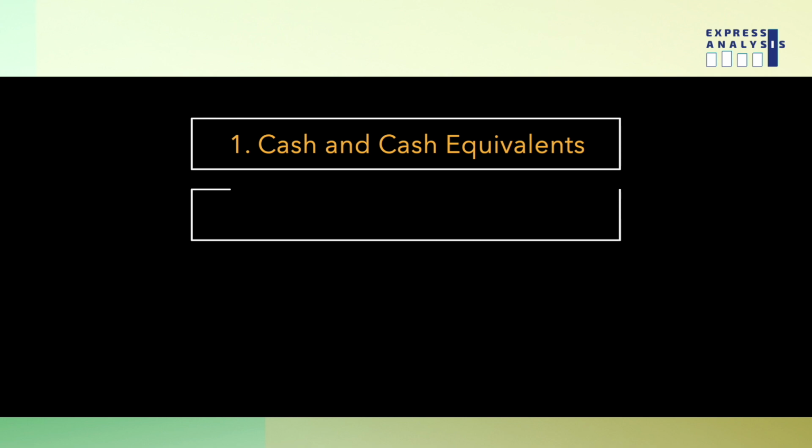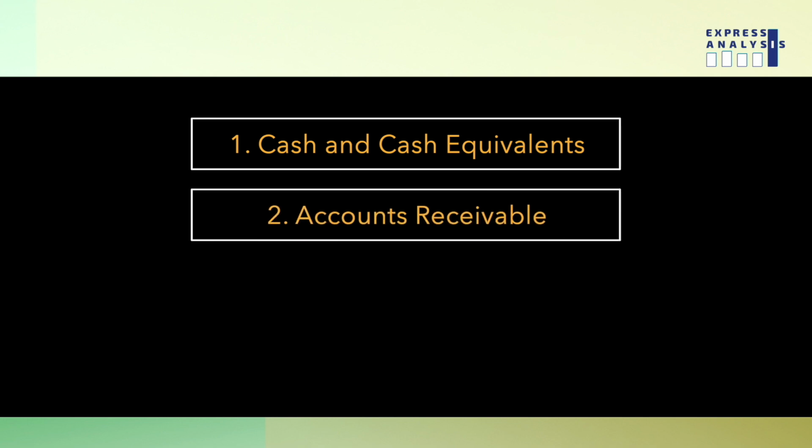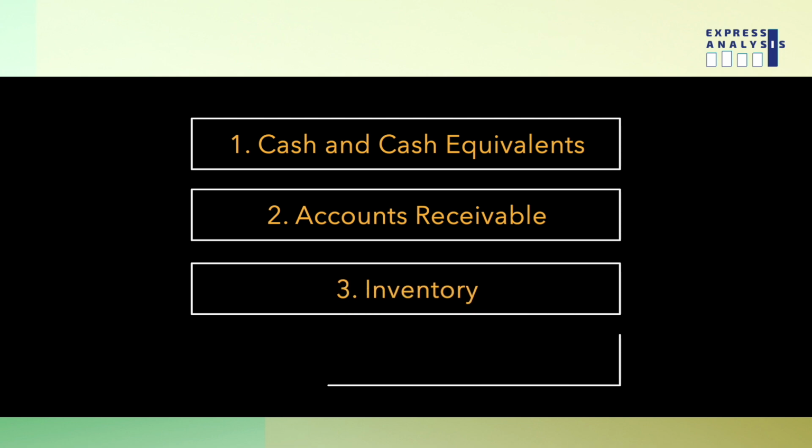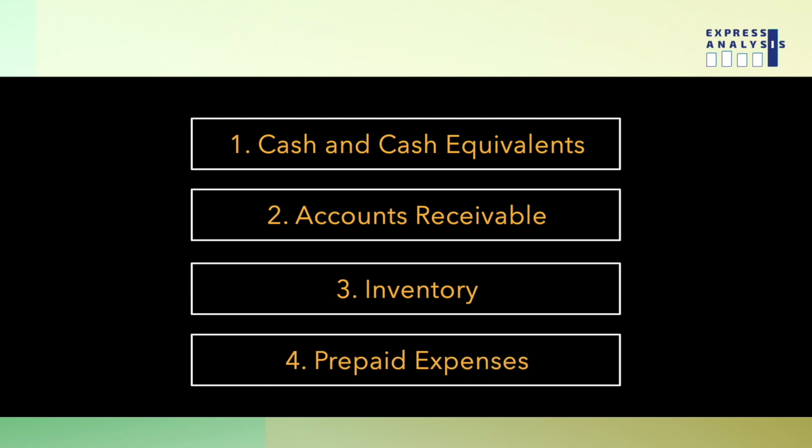Accounts receivable, money owed to the company by customers for goods or services delivered on credit. Inventory, goods available for sale or materials used in production. Prepaid expenses, payments made in advance for goods or services to be received in the future, e.g., rent or insurance.